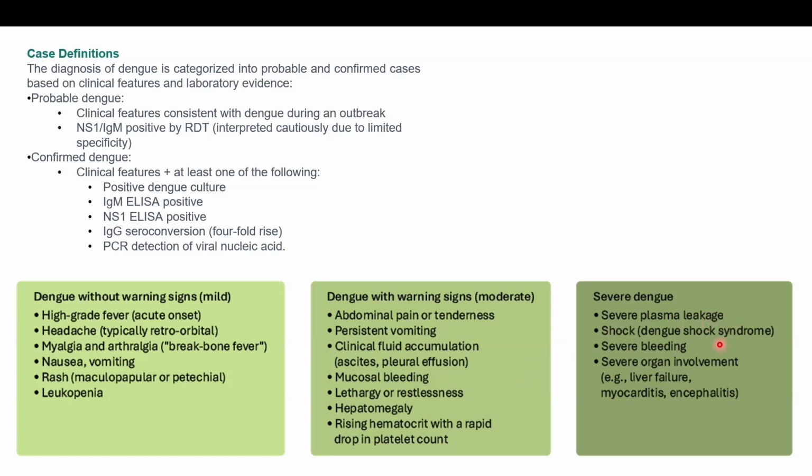There can be shock, also called the dengue shock syndrome. Severe bleeding can be there. Severe organ involvement with liver failure, myocarditis, and encephalitis. So this is also called dengue hemorrhagic fever, the term not used now. This is a severe dengue fever.